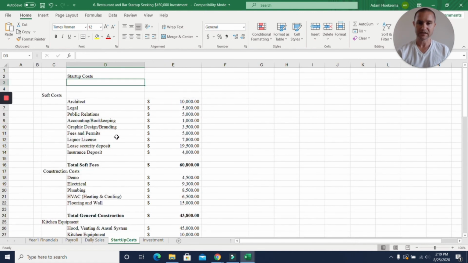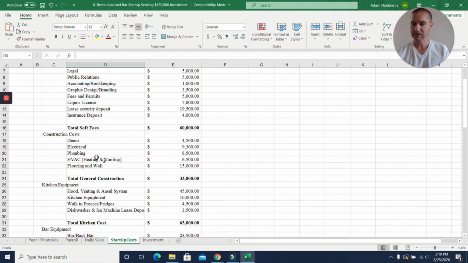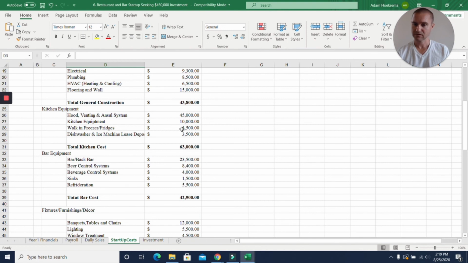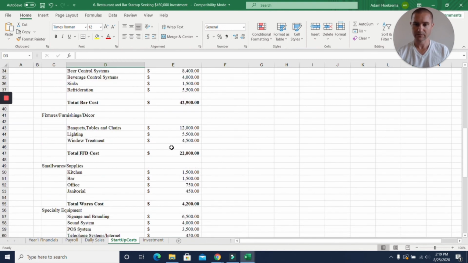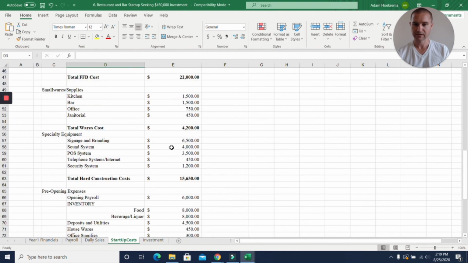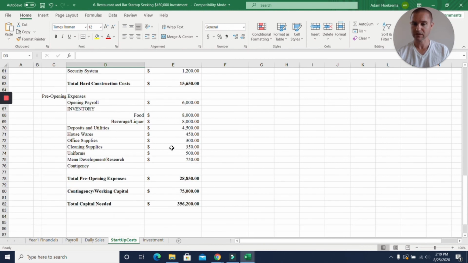Jumping into the startup costs, I think they did a good job going through the different startup costs: construction costs, equipment, bar equipment. This all looked pretty detailed and seemed reasonable and straightforward.